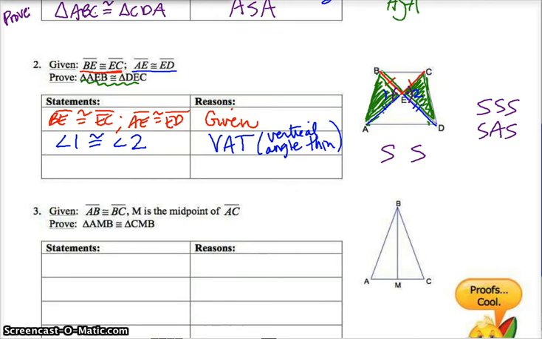And then my conclusion is just what's here. I'm trying to prove that triangle AEB is congruent to triangle DEC. And why is that? Well, we just said it's going to be SAS. So SAS is the reason. Try the last one on your own.